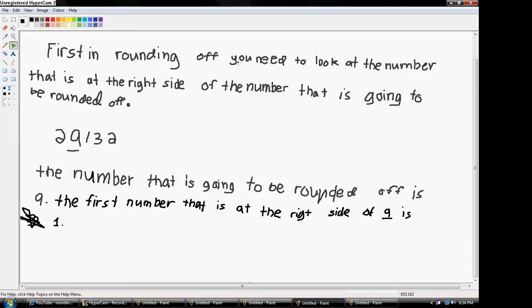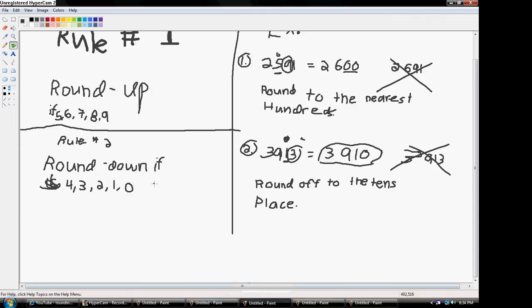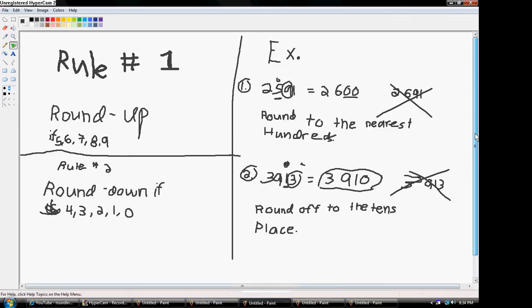First, in rounding off, you need to look at the number that is at the right side of the number that is going to be rounded off. Here, the number that is going to be rounded off is 9. The first number at the right side of 9 is 1. Here it is, it is 1. If you now get it, then let's proceed to the next rule.